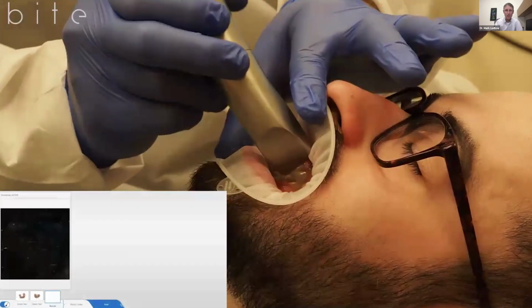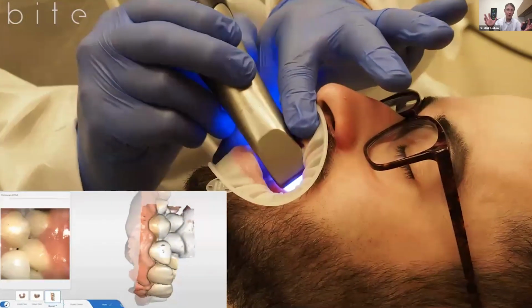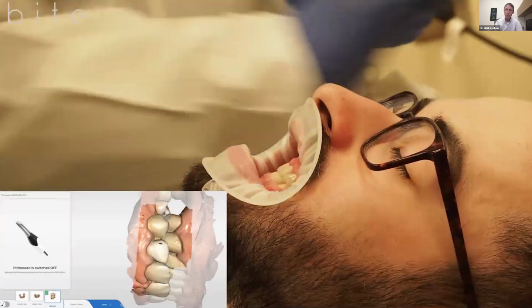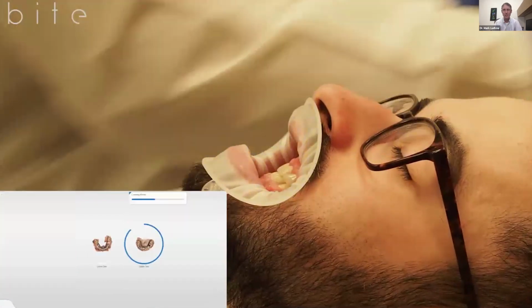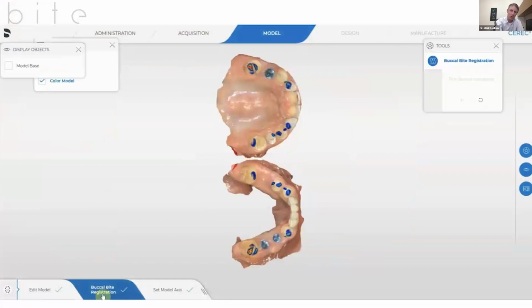Now the bite is pretty darn simple. Just have the patient close, CR, CO, whatever your flavor is. Get them to where you want them, scan it. It usually just takes a couple seconds to get the bite. And then we can get some very nice occlusion on these things and get things where we want.